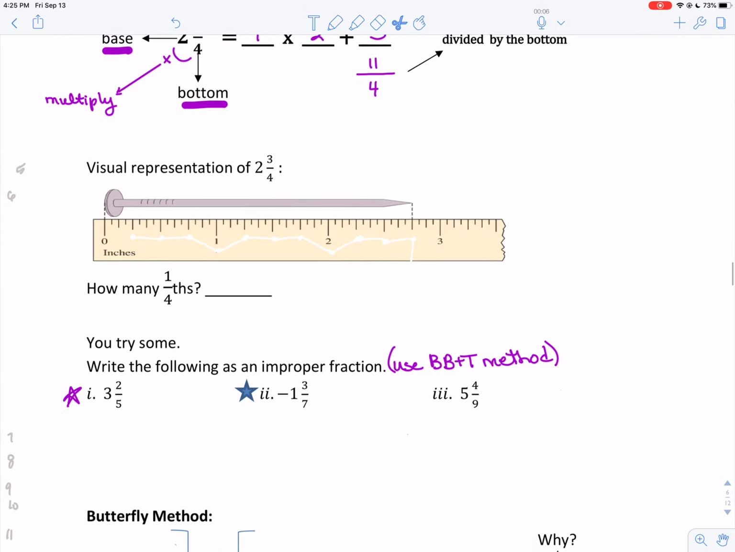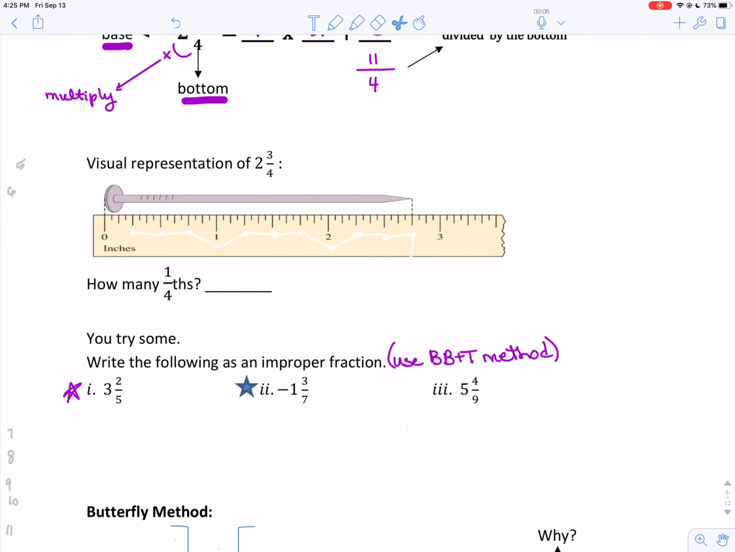So let's look at this visually. If I have a nail that is 2 3/4, let's see if we can figure out how many quarters it is, how many fourths it is. So let's mark each of the fourths on the ruler. Now let's just count the number of purple dots, the number of fourths. And you'll find we do have 11 fourths, just like when we did BB&T.